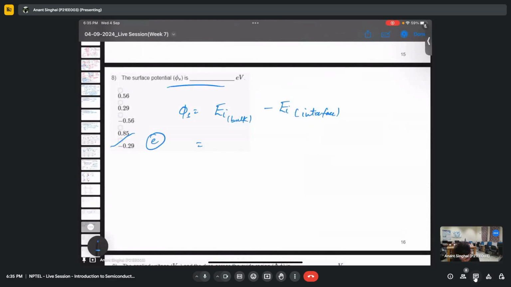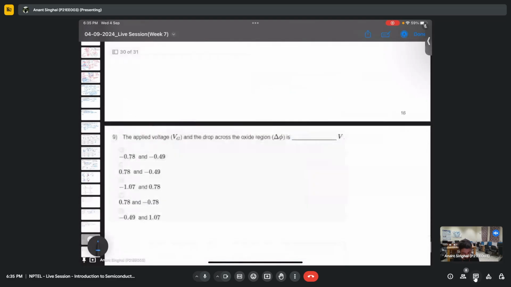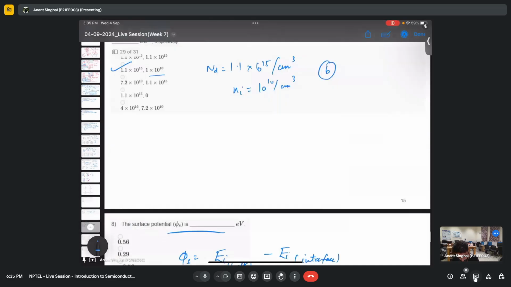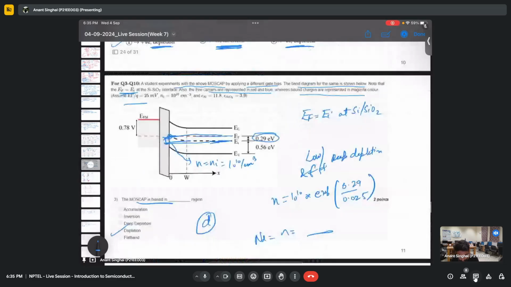So let's move ahead. The applied gate voltage and the drop across the oxide region is what? First of all, we need to see the gate voltage if it is applied. So this is the P type of substrate. Sorry, this is N type of substrate, and we are in the depletion. So first of all, we will have a negative gate voltage applied, right?